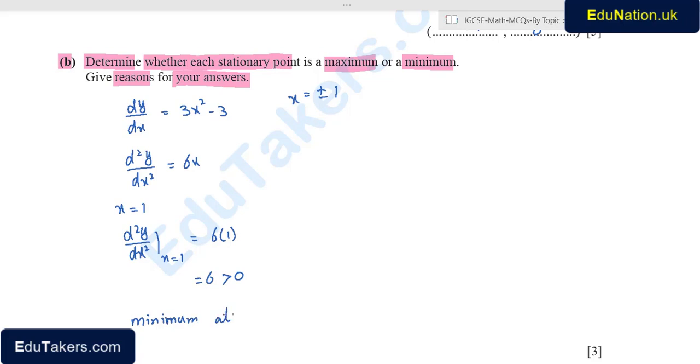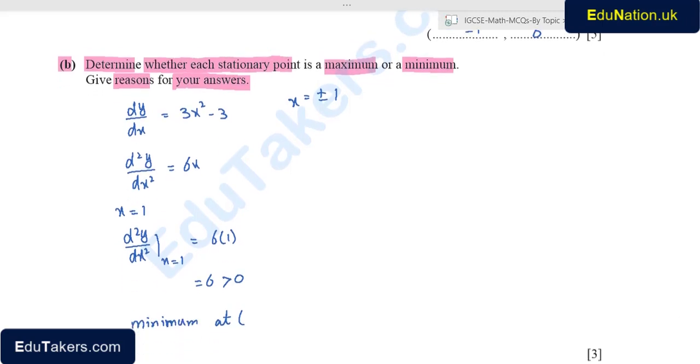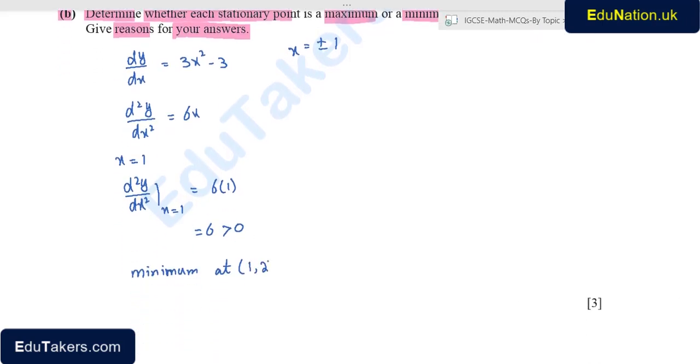At this point, 1, 2. So minimum at 1, 2.